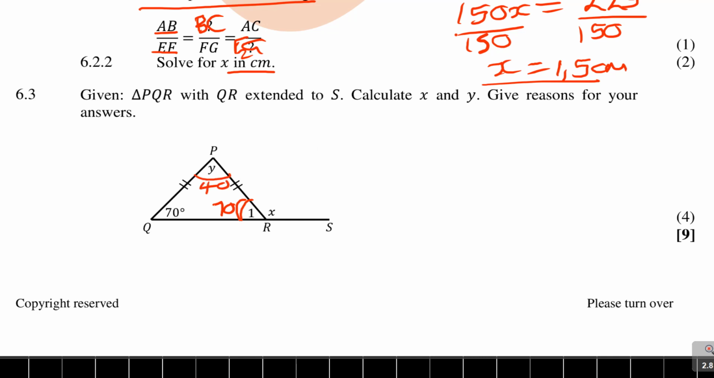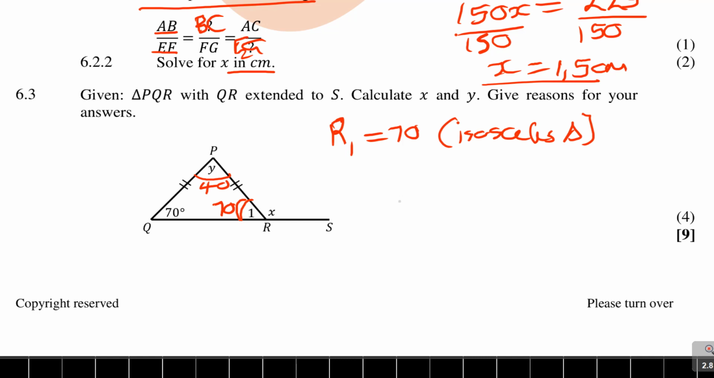So let's do it well. We want the 4 marks. So let's start. First thing you're going to say is this part. I think they called it R1 there. There is a 1 they put here. R1 is equal to 70. Give reasons. You can say isosceles triangle, meaning base angles of an isosceles triangle.